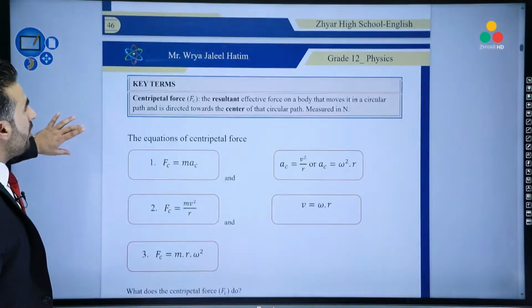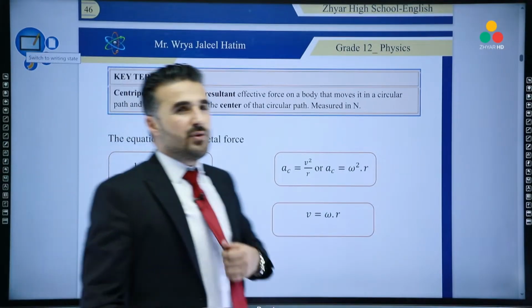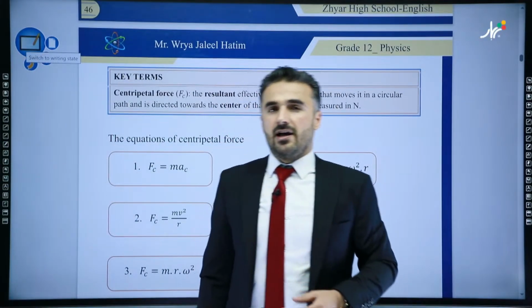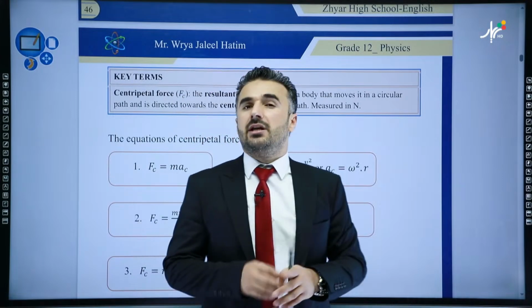All right, so now we've learned a little about centripetal force. So how can we define centripetal force? By the way, centripetal force is not a new type of force.